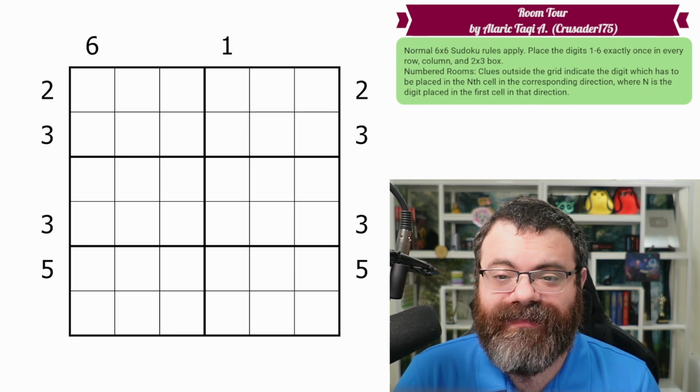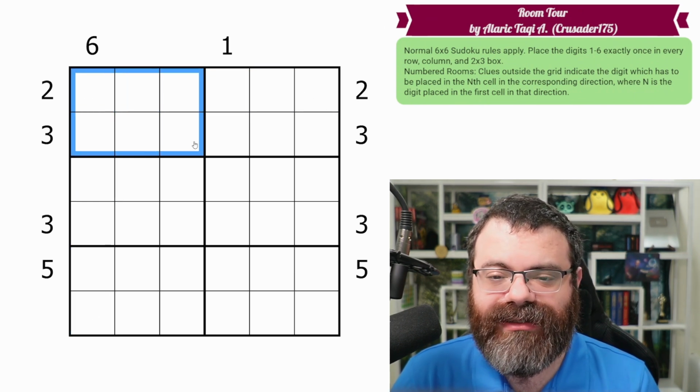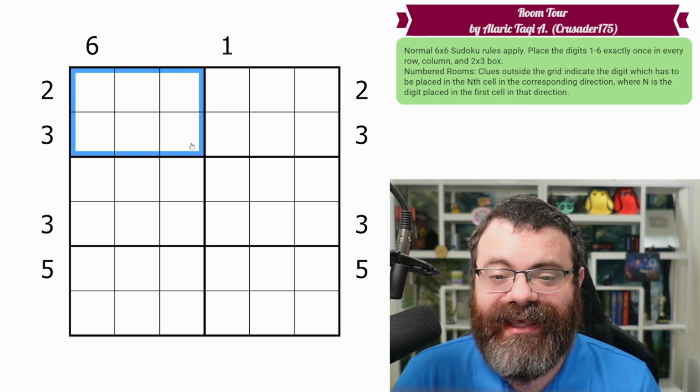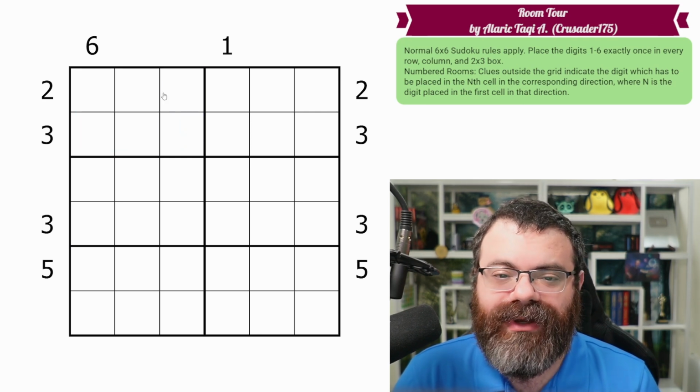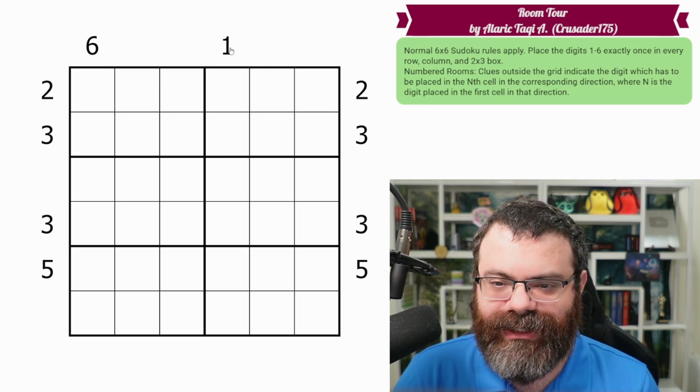So we have normal 6x6 Sudoku rules, meaning in every row, every column, and every 2x3 box, we are placing the digits 1 to 6 exactly once each. We also have clues outside the grid. These are called numbered room clues. So let's just pick an example like this one here.